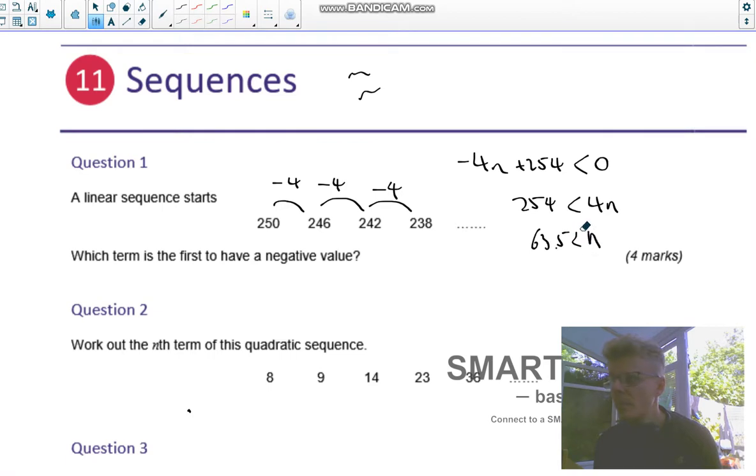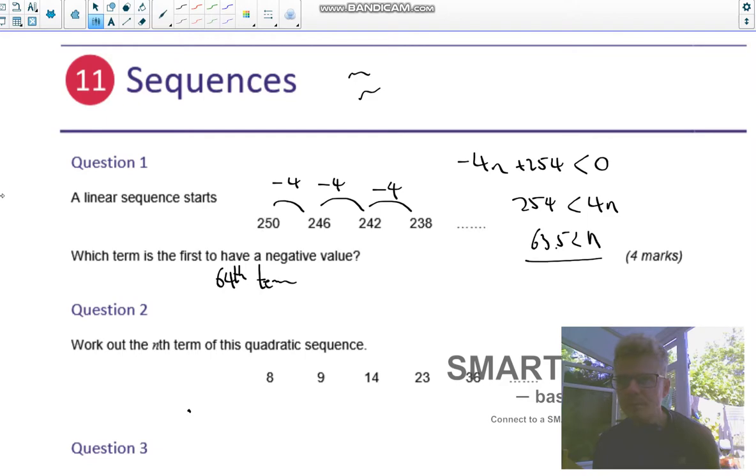So n is a term, it's a position, so it's an integer value, or in fact a natural number, something positive. So we want n to be greater than 63.5, so it will be the 64th term, which leads to the first negative value. And if you're ever unsure as to how to interpret this ballpark figure, try 63, try 64, see which one of those gives you a negative value.